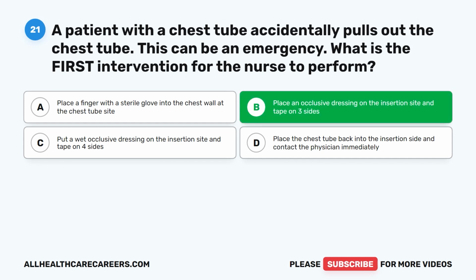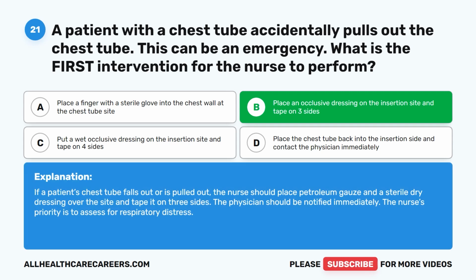The correct answer is B. Place an occlusive dressing on the insertion site and tape on 3 sides. If a patient's chest tube falls out or is pulled out, the nurse should place petroleum gauze and a sterile dry dressing over the site and tape it on 3 sides. The physician should be notified immediately. The nurse's priority is to assess for respiratory distress.